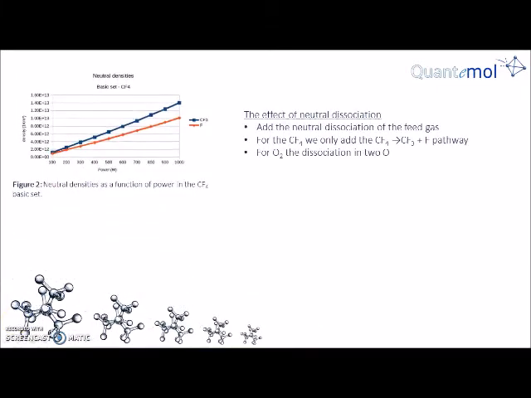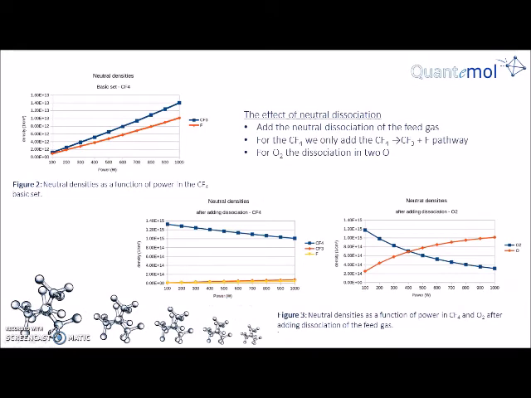Next, we will add neutral dissociation of the feed gas. After all, producing significant amounts of neutral radicals is the reason for plasmas in molecular gases. For the CF4, we first only add the CF4 making CF3 plus F pathway. For the O2, the dissociation into O.